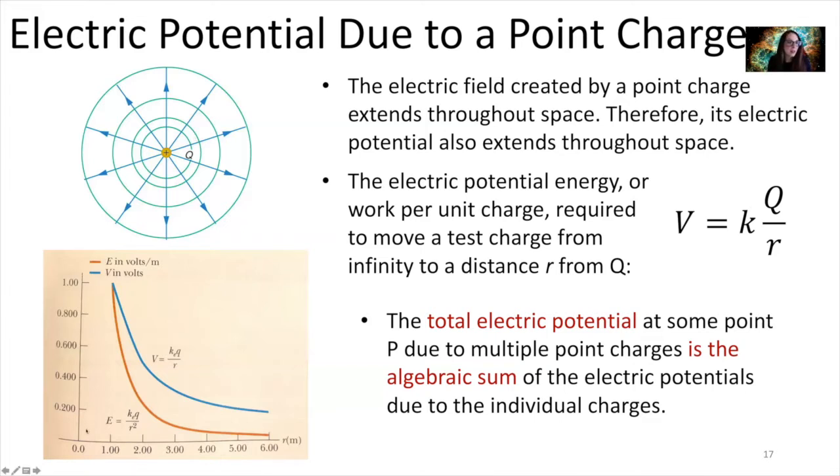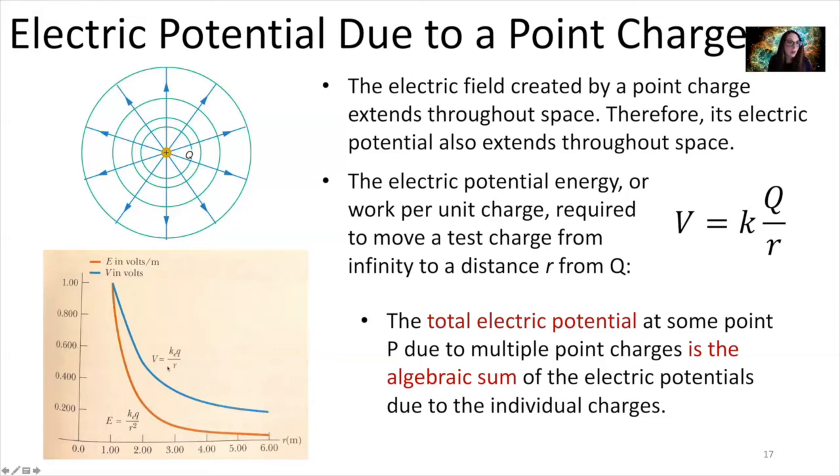Now here is a graph that compares our electric field to our electric potential. Here's the distance r that you are away from a charge. This blue line is the curve for the electric potential as you move away from the charge. The orange line is the curve for the electric field as you move away from the charge.